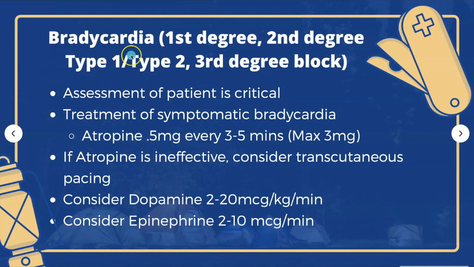So for bradycardia, first degree, second degree type 1, type 2, third degree block, assessment of the patient is critical. And you treat them if they're symptomatic. For treatment of symptomatic bradycardia, atropine 0.5 milligrams every 3 to 5 minutes. If atropine is ineffective, consider transcutaneous pacing.